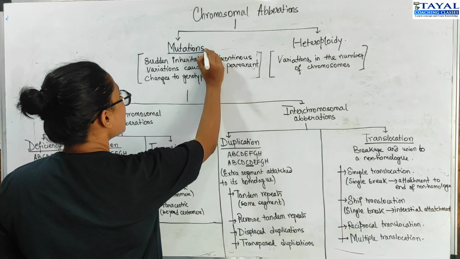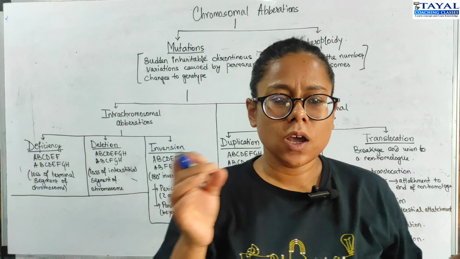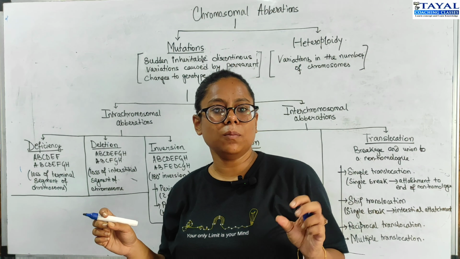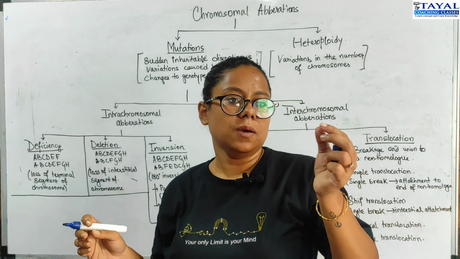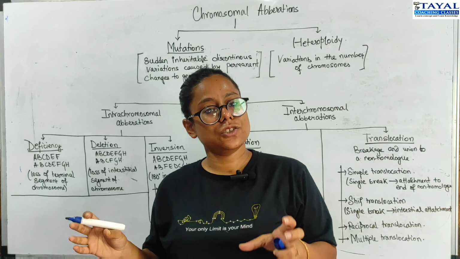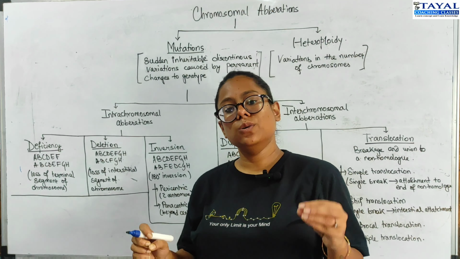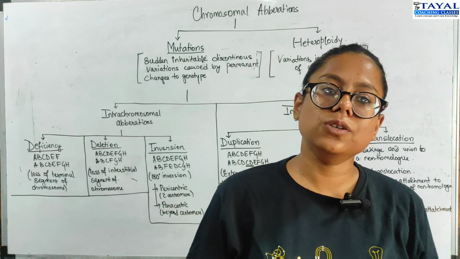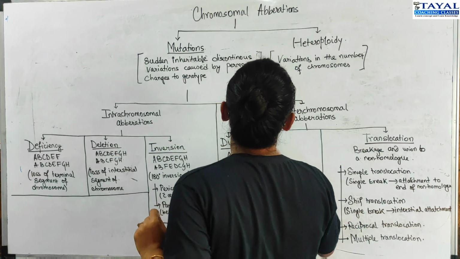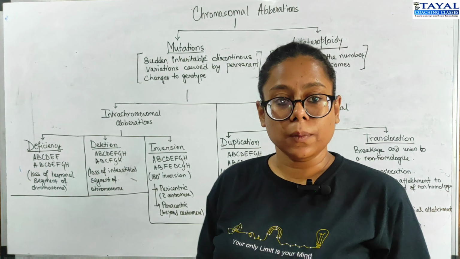So mutations are basically sudden changes that happen to the genotype of an individual which can be inherited, correct? So they can be small changes like base pair deletions or base pair insertions, but these deletions or insertions may lead to changes in the genotype of the organism. So that is mutation, and heteroploidy refers to change in chromosomal number, right?